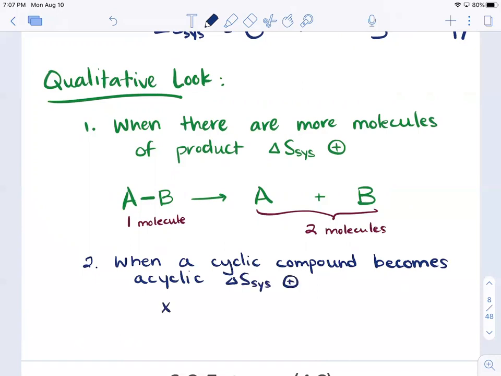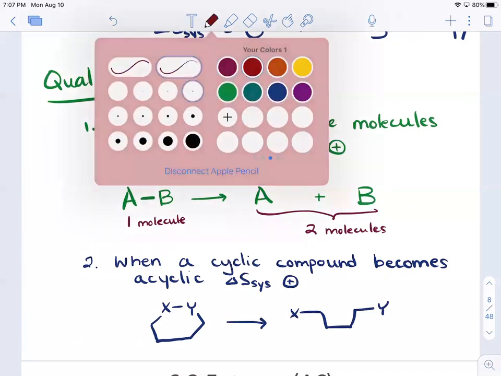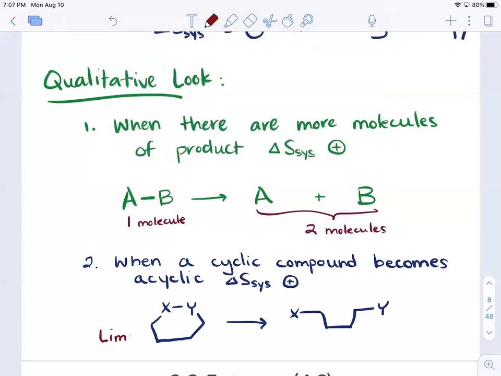So think about this molecule becoming this molecule. Now, we do know for a cyclic molecule, there is limited rotation. Think of chair cyclohexane. It does rotate, but not a full 360 degrees like a Newman projection did for an alkane.